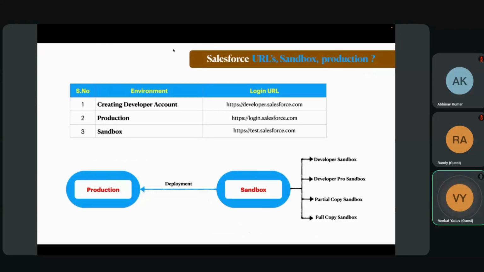Okay, we have more, but I think it's already 30 minutes. We have different types of URLs to log in to production. We use this one to log in to the sandbox. We'll use test.salesforce.com. Again, what is a sandbox and what is production? This is a lengthy topic, but I think I'm done, Randy.